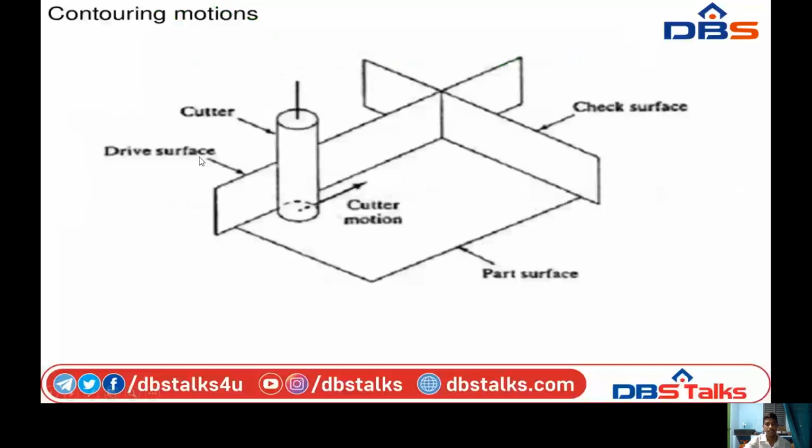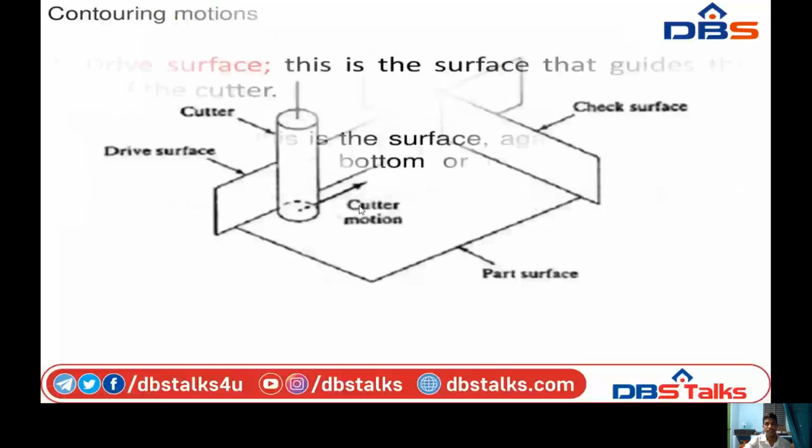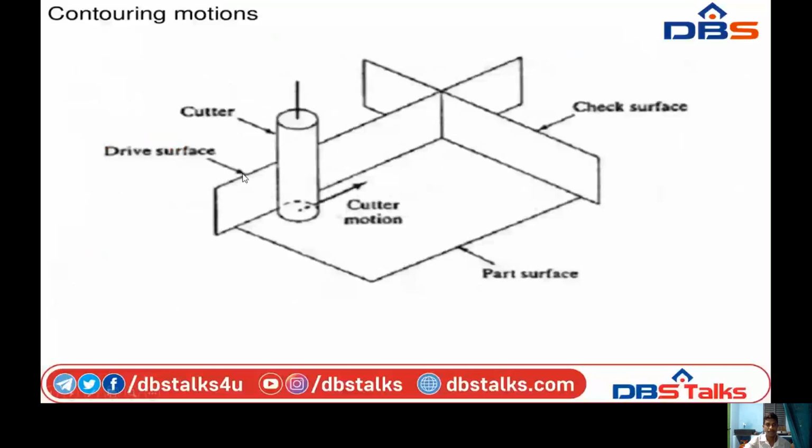Drive surface is used for guiding the side of the cutter. That means drive surface is used for guiding the side part. That means it's showing the side part of the machine tool. Part surface pictures like a plane, but it shows the bottom part of the machine tool.